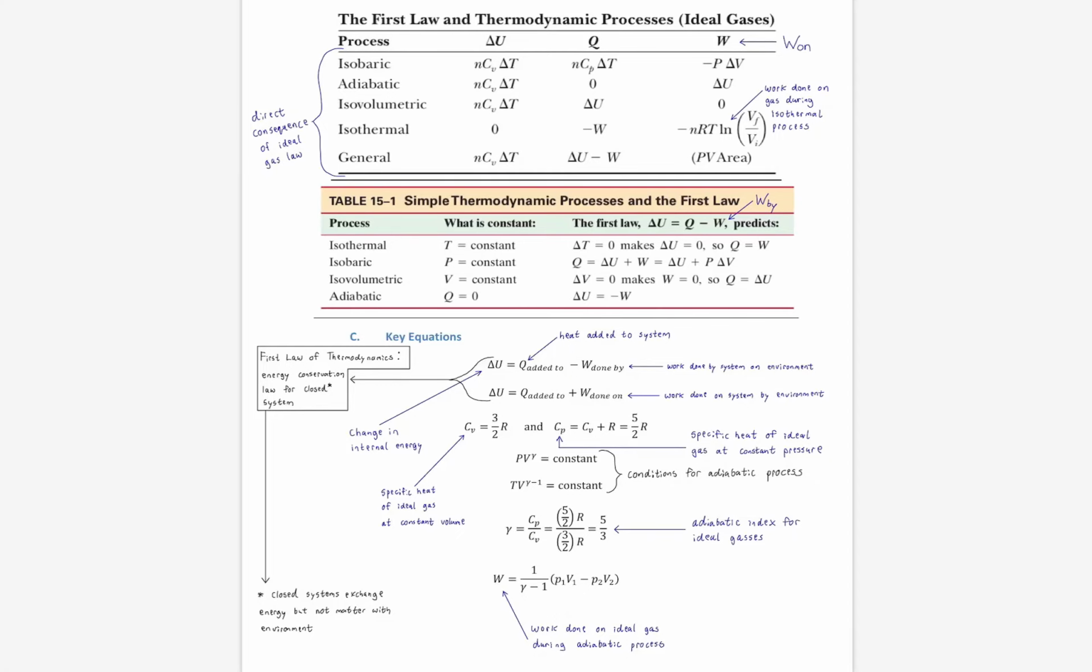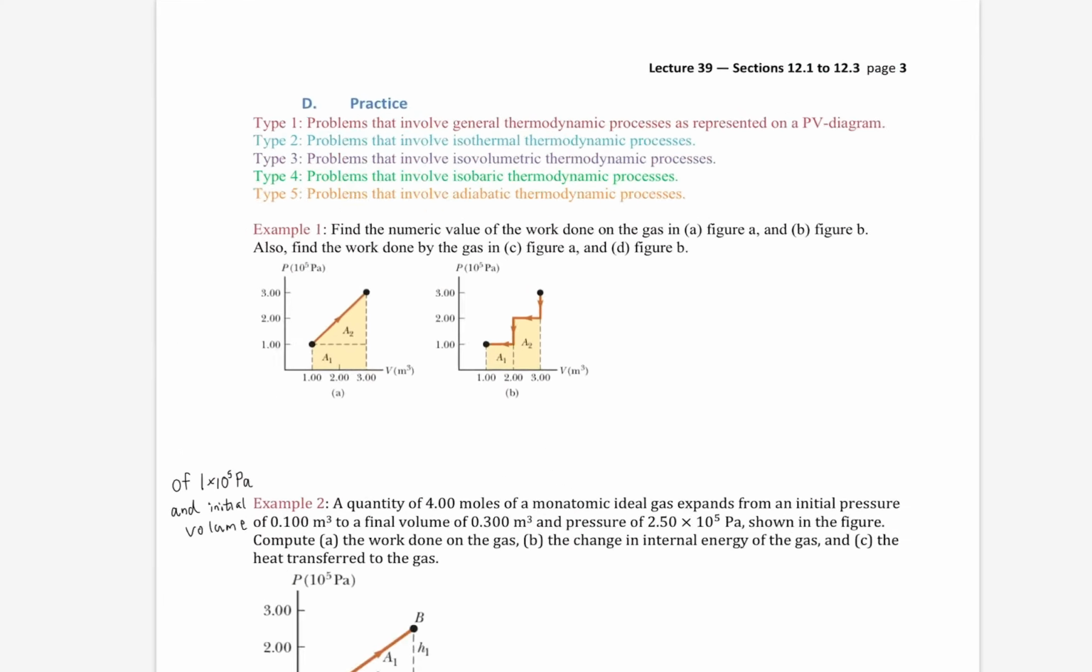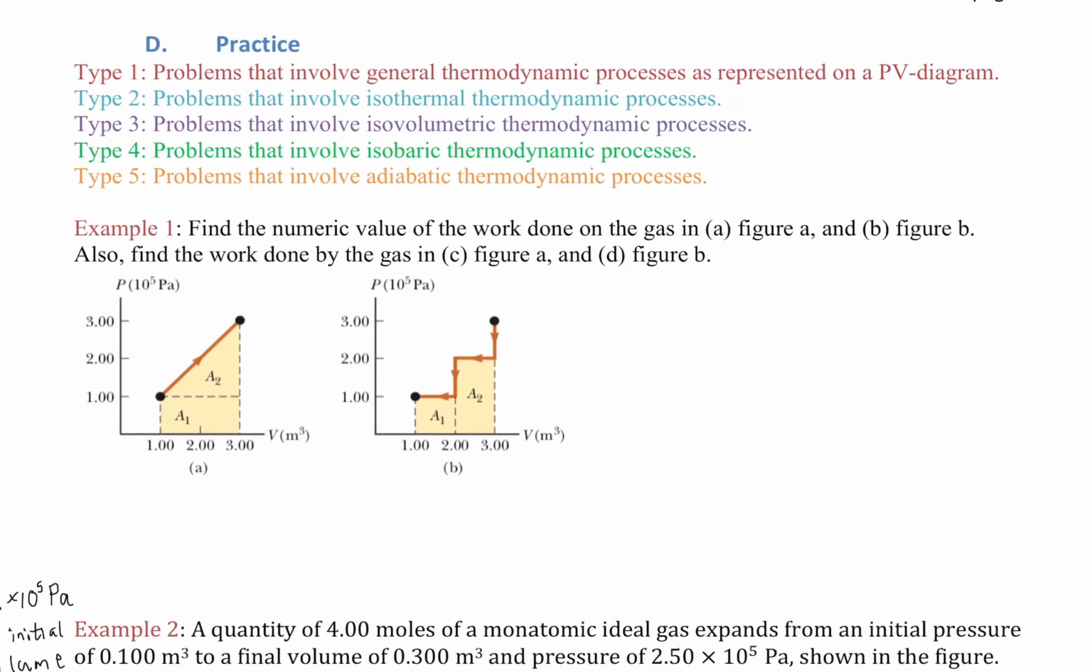Let's get on to some practice problems. All right, so I have 5 types of practice problems, okay? Because we've got a first one, which is just general thermodynamic processes. Our second one is isothermal. Our third one is isovolumetric. Fourth one is isobaric, and the last one is adiabatic.